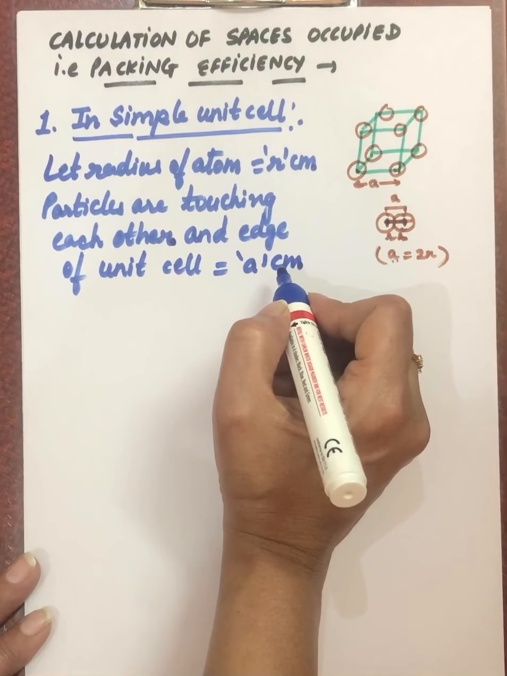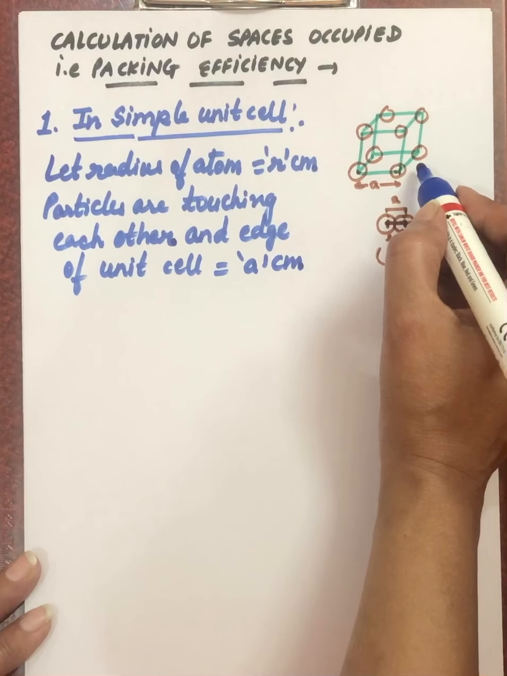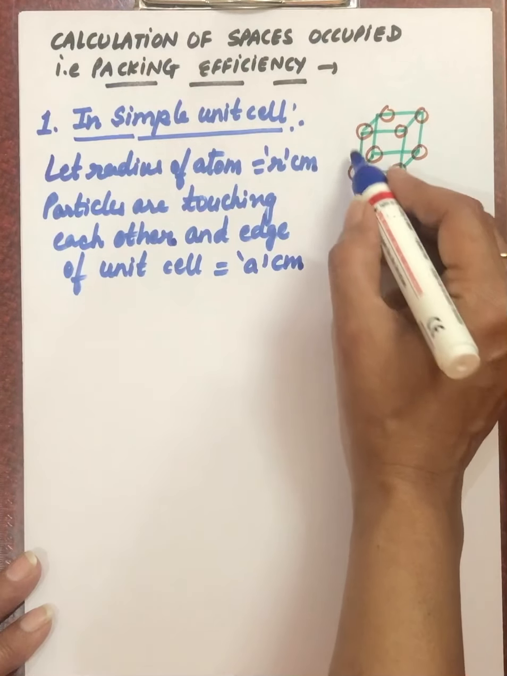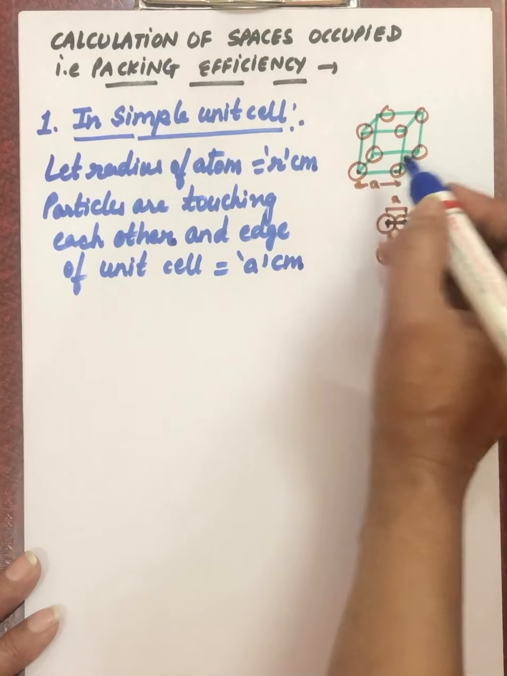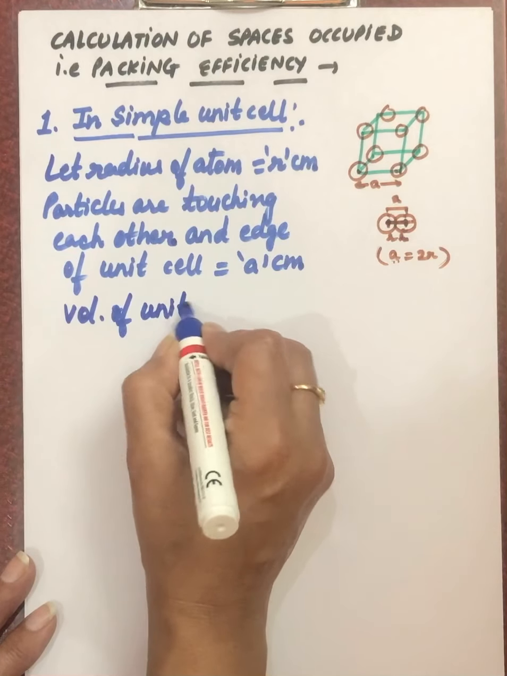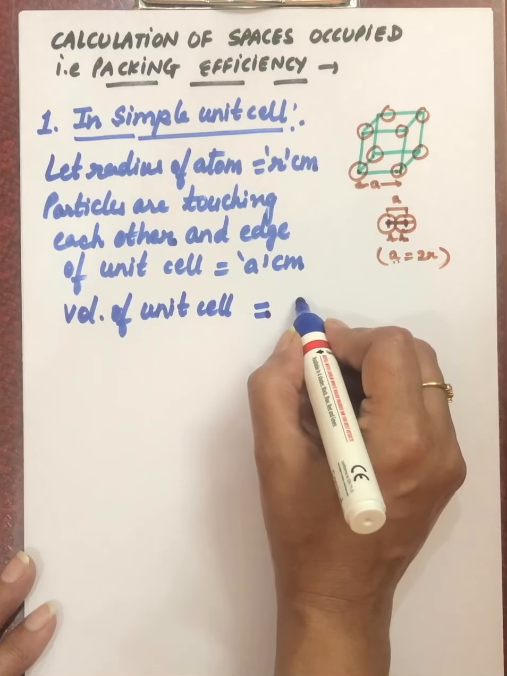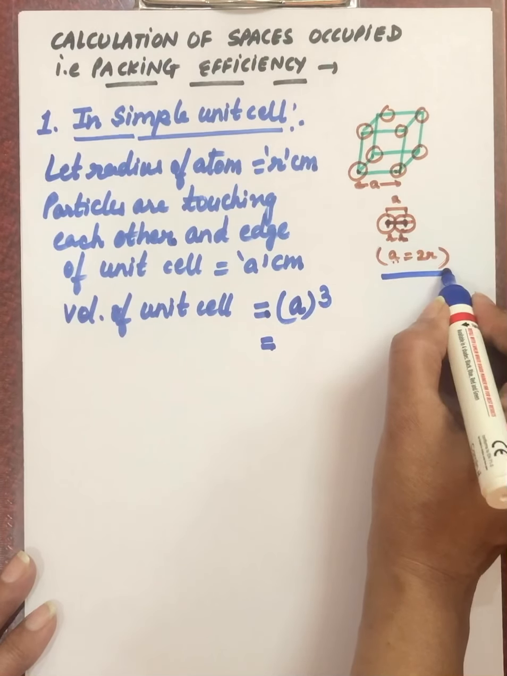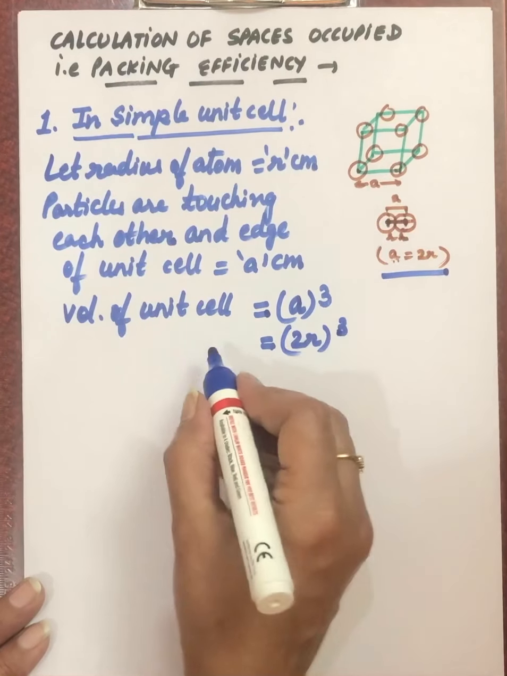Now how will we find out the packing efficiency? For that we should know the volume of this whole unit cell and the volume of the particles in the unit cell. If we divide the volume of the particles by the volume of the whole unit cell, we will get the packing fraction. Since each side is equal to a, the volume of the unit cell is a cube, and a here is equal to 2r. So the volume of the unit cell is (2r) whole cube.